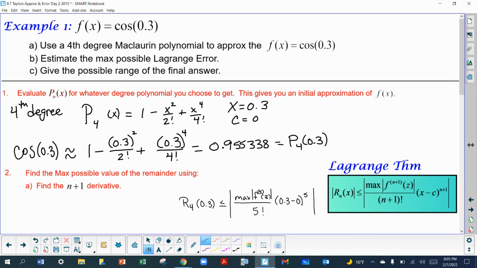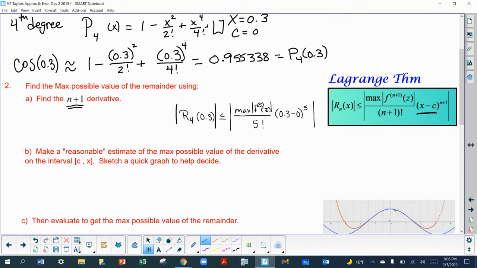All right, so we've got our approximation. Now, how far off is it? So we're going to find the max possible value of the remainder by using the n plus 1 derivative, right? So kind of that next term in this sequence that we would have been missing. We're going to do that by looking at the fourth, let's put absolute values on this. The fourth degree remainder of 0.3 will be less than or equal to the max value of the fifth derivative evaluated at some value z, times x minus c, but our x is 0.3 minus our centering point, which is 0, to the fifth degree over 5 factorial.